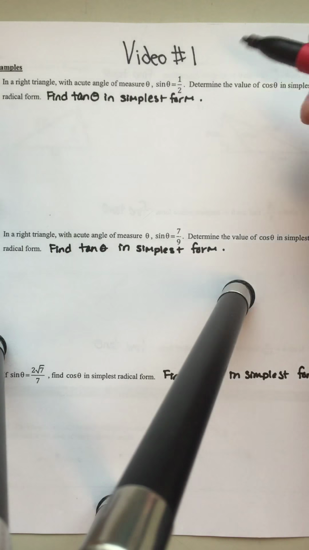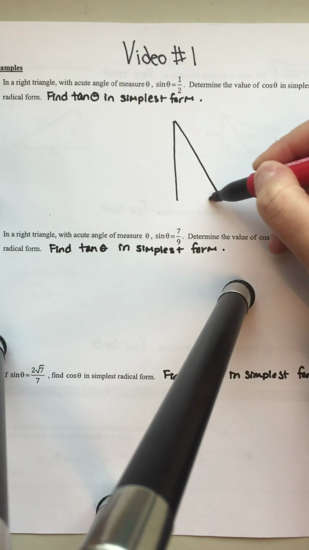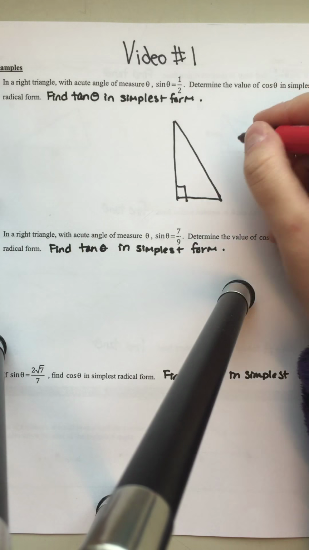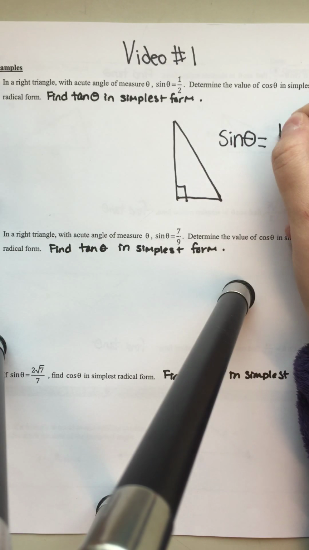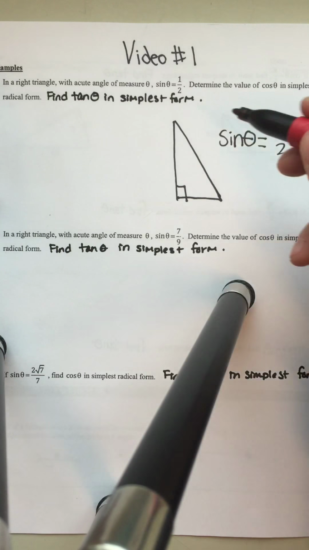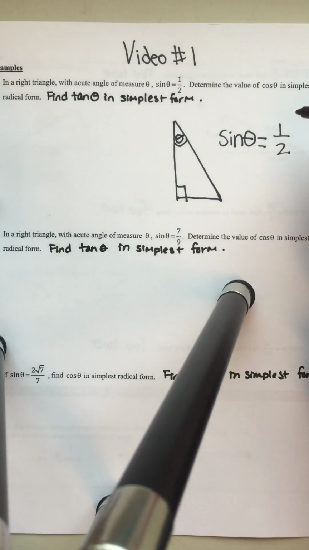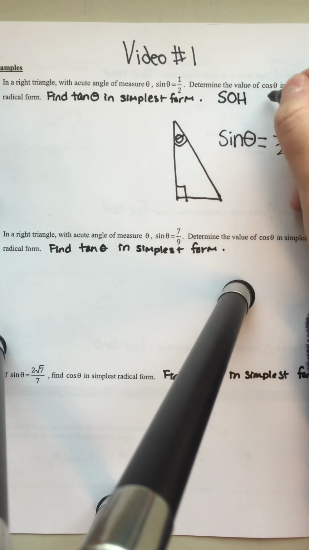It says in a right triangle, I'm going to draw a right triangle with acute angle measure theta, sine theta is equal to 1/2. What I want to do is pick one of the acute angles and call it theta, and that's going to be my reference angle.